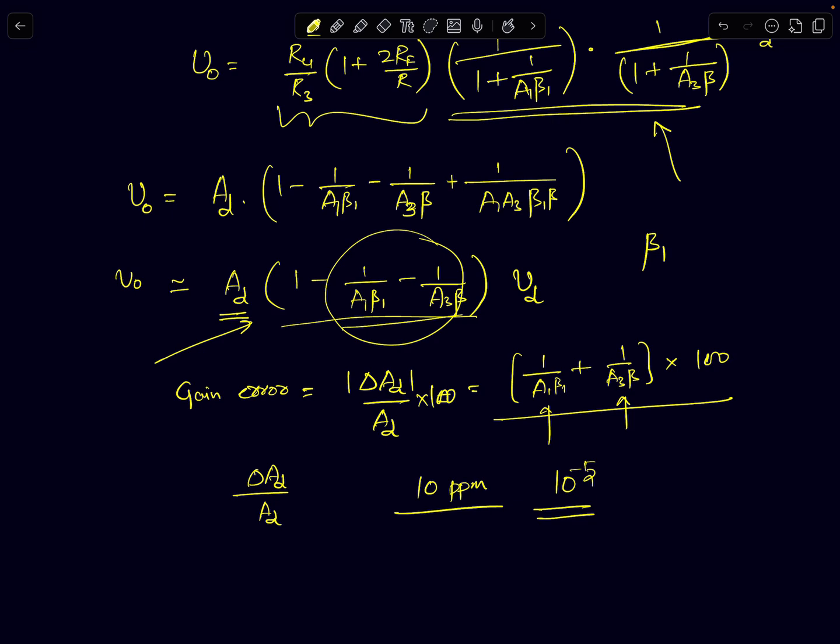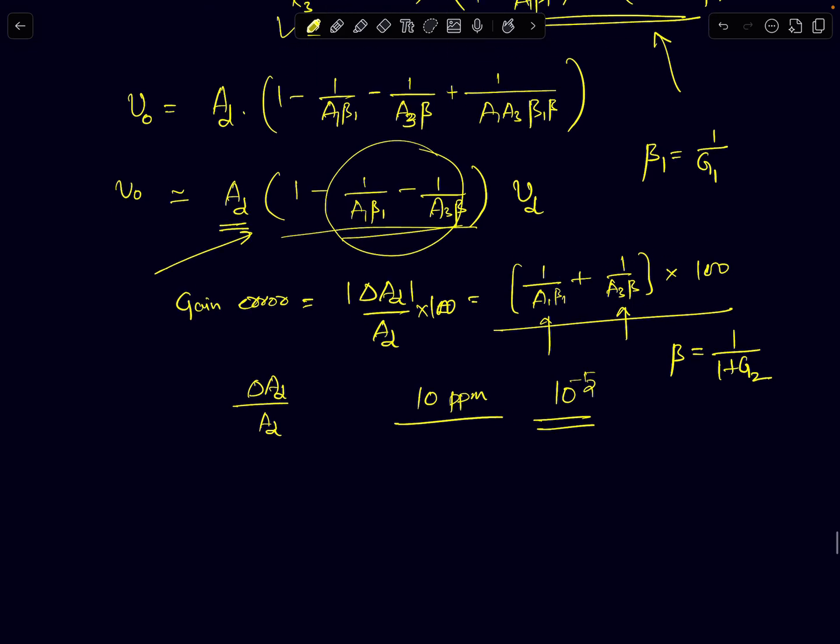Okay, so I'll use this fact. Beta 1 is the feedback factor for the first stage, which is given by 1 by G1. And beta 2 is the feedback factor for the second stage, which is given by 1 by 1 plus G2. That's the second stage gain. So using that, I can write this gain error term as 1 by A1 beta 1, which is G1 upon A1, plus the second stage, which will be 1 plus G2 upon A3, times 100. Okay, I'll take the mod of this, and this will be your gain error.